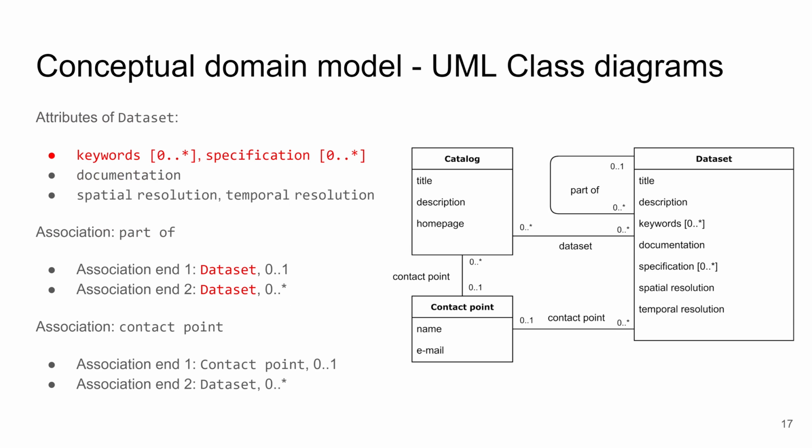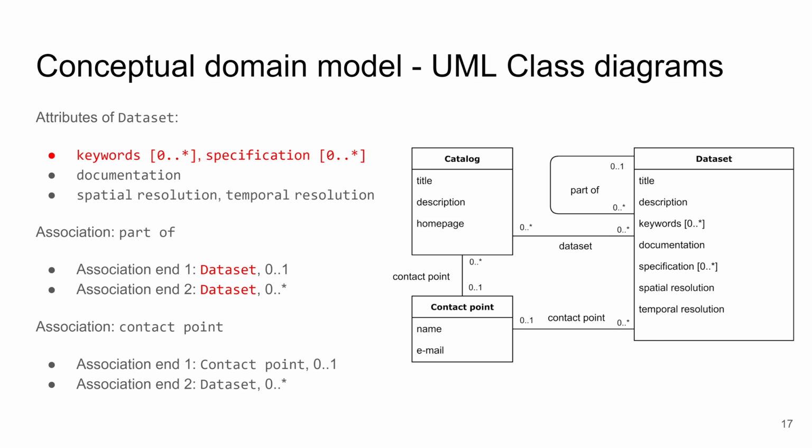Now, the dataset will be described using more attributes. We'll have keywords, we'll have documentation, specification, and some resolutions of the dataset. And what's new here regarding attributes is that even attributes can have multiplicities. So here, keywords is not mandatory, and there can be many keywords for each instance of a dataset. The same goes for the specification. On the other hand, each dataset has a documentation.